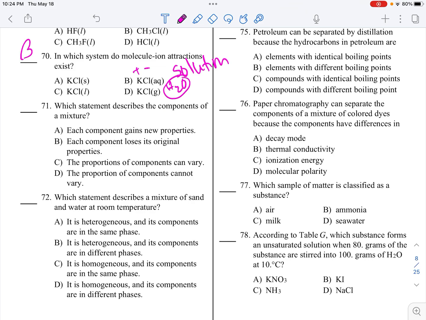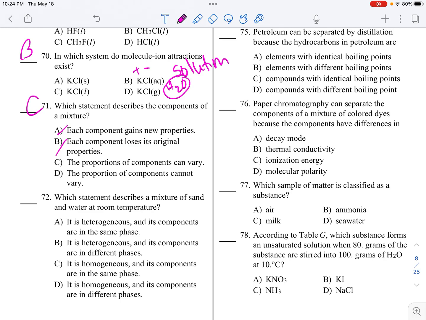Components of a mixture. When you make a mixture, each component gains new properties? No. Each component loses properties? No. The proportions can vary or cannot vary? Well, I can have saline or salt water. I can have it straight from the ocean, and I can also have it from my contacts. So they can vary. Salt water.